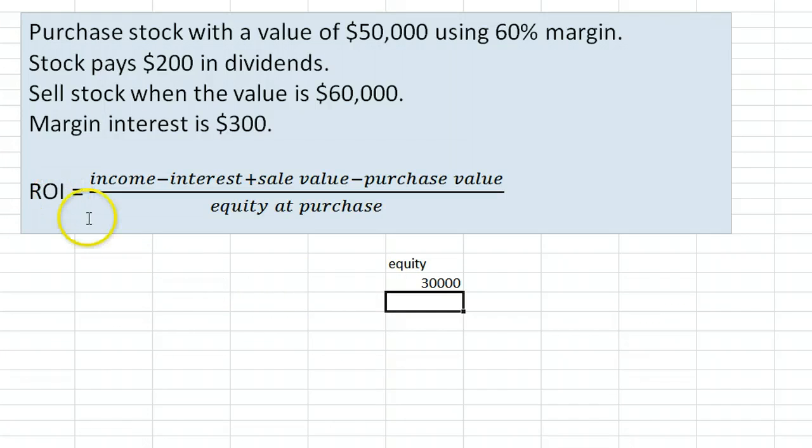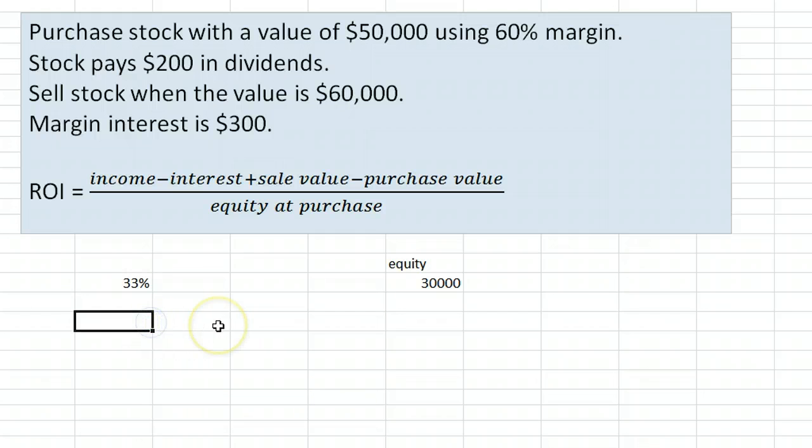So looking at our return formula, we are going to take the income that came in, $200 in dividends, minus the interest we paid on the margin loan, $300, plus the sale value we got for the stock, $60,000, minus the amount paid for the stock, $50,000. We then take all that and divide by the amount of our money that we used to make this purchase, $30,000. That gives us 0.33 or 33%.